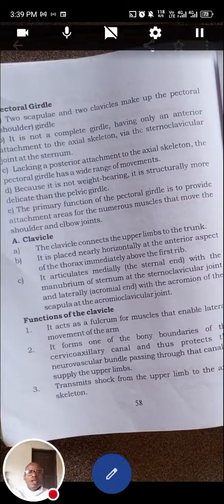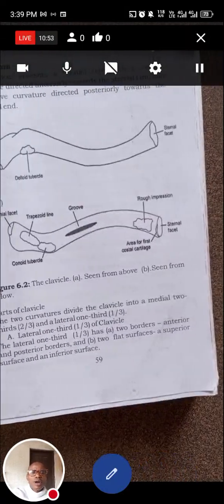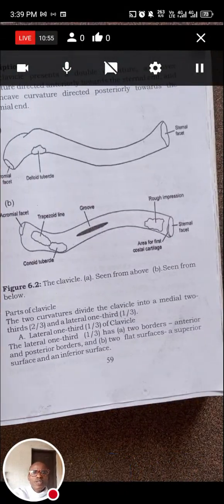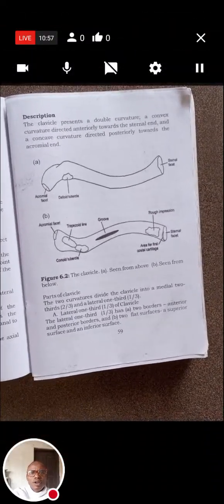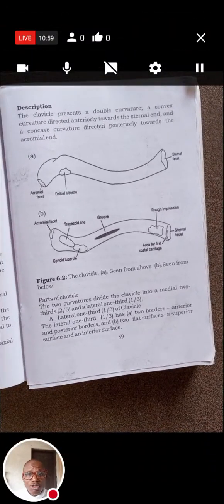All right, so let's move on to the description of the clavicle. That was the introduction, now the description. The clavicle presents a double curvature: a convex curvature directed anteriorly towards the sternal end, and a concave curvature directed posteriorly towards the cranial end. Now, we call this the shape. So we need to include shape.